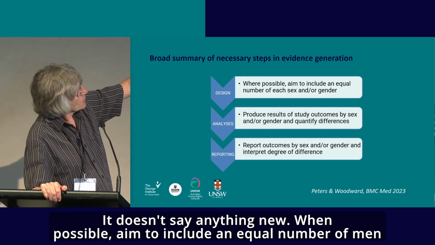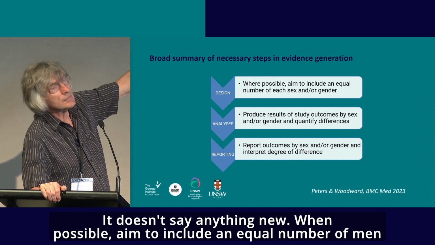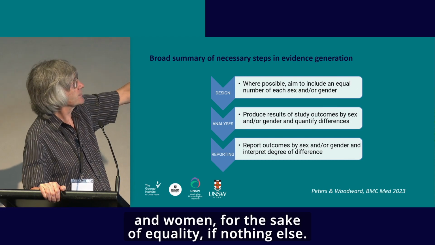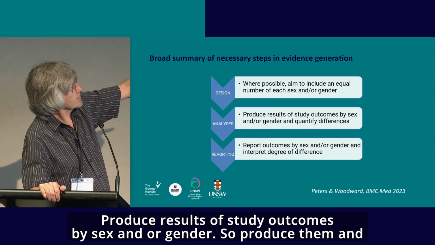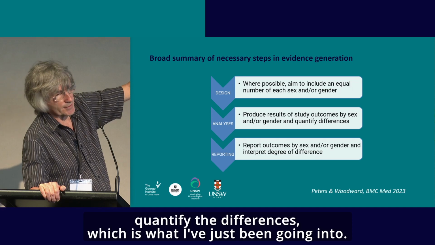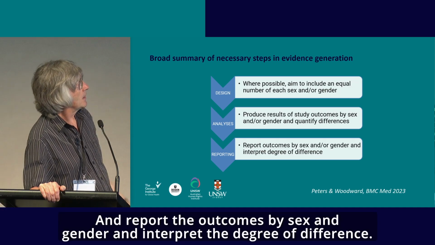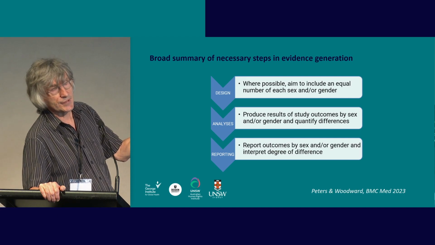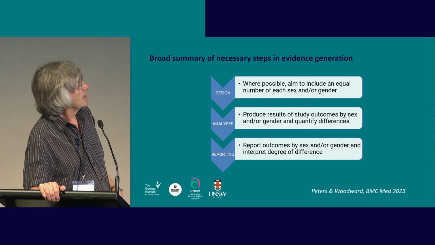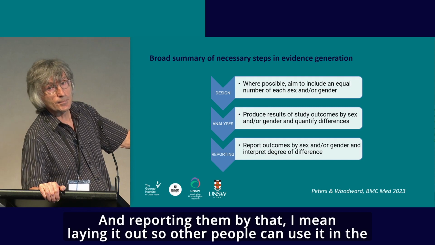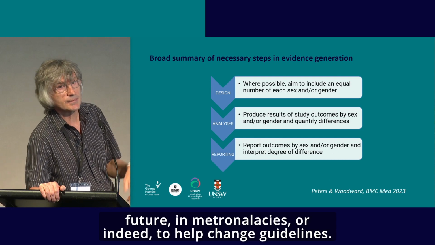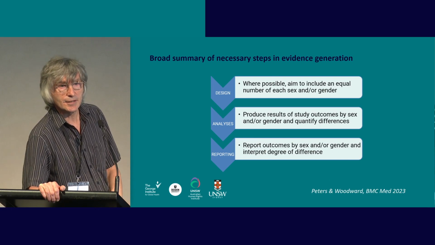It doesn't say anything new. When possible, aim to include an equal number of men and women for the sake of equality, if nothing else. Produce results of study outcomes by sex and or gender. So produce them and quantify the differences, which is what I've just been going into. And report the outcomes by sex and gender and interpret the degree of difference. That's like the confidence interval I meant. And reporting them, by that I mean laying it out so other people can use it in the future in meta-analyses, or indeed to help change guidelines.